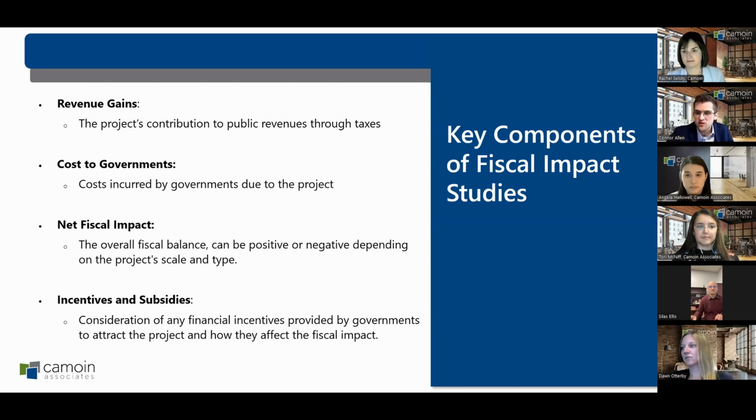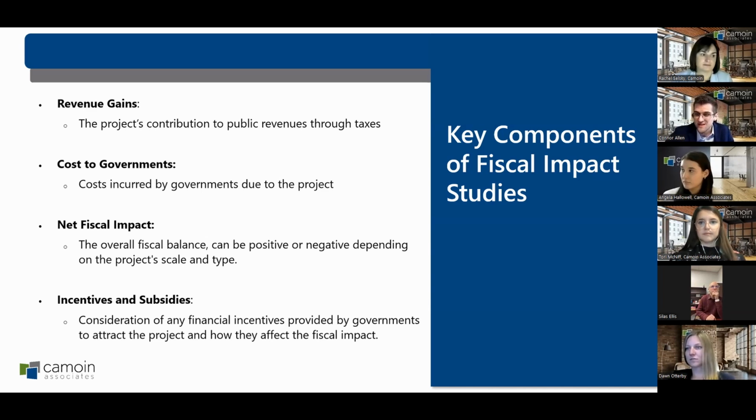Shifting gears now to fiscal impact studies, which focus on the effects on government finances and their key components. First, revenue gains. Revenue gains from a project come primarily through taxes. Imagine a new shopping center being built. This would directly increase sales tax collections, and property taxes would rise as the value increases, which local governments rely on to fund public services. But it's not just the taxes from the project itself. The increased employment and business activity will also contribute to local income taxes.